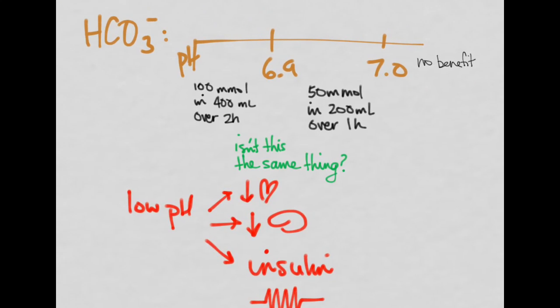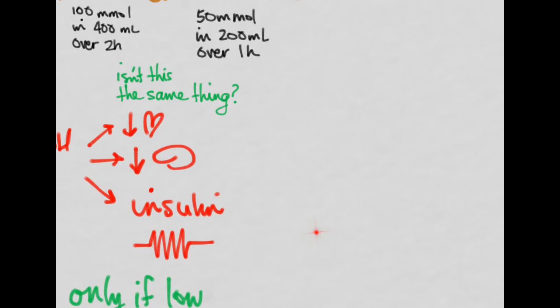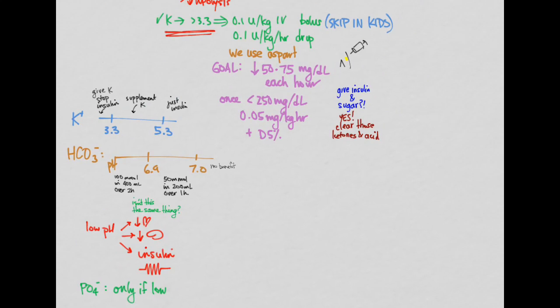I personally don't really give bicarb, but once you're in this zone here, you're really in dire straits, and so a Hail Mary pass might be to say, hey, let's just give some bicarb too and see what happens. Phosphate, you're only going to replace if it's low. Okay, so that's some of the treatment options.